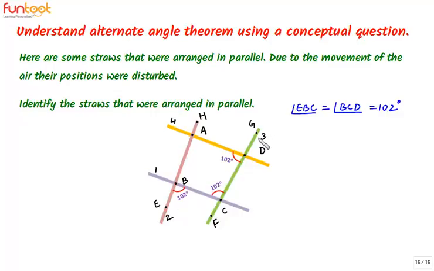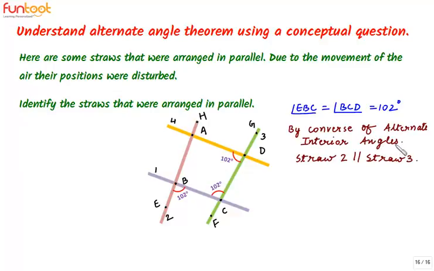So if we consider straw 2 and straw 3 as the pair of lines and straw 1 as the transversal, we can see that alternate interior angles are equal. And when alternate interior angles are equal, by the converse of the alternate interior angle theorem, we can say that straw 2 and straw 3 were parallel. So by the converse of alternate interior angles, straw 2 is parallel to straw 3, and this was the case before the air disturbed the arrangement. Straw 2 was parallel to straw 3.